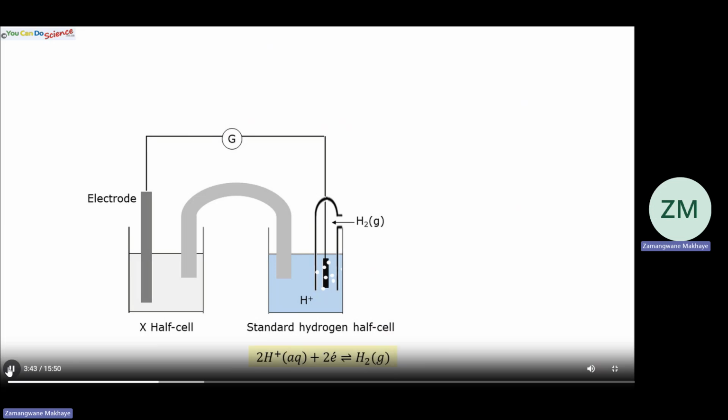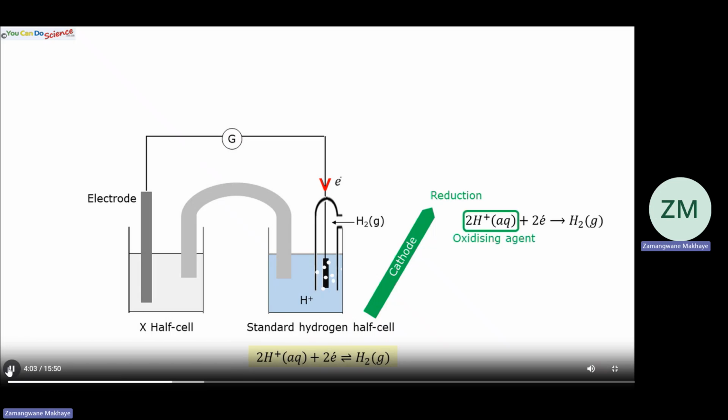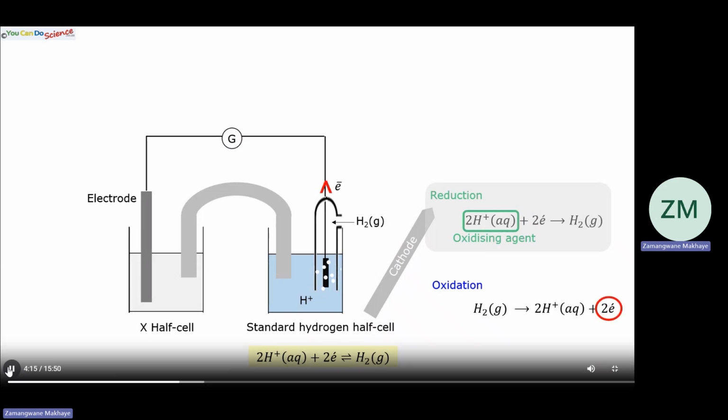This reversible reaction takes place in the standard hydrogen half cell. During the reduction half reaction, electrons are taken up at the electrode. Because reduction is taking place at the electrode, it is the cathode. Remember CRE. The hydrogen ion is the oxidizing agent. During the oxidation half reaction, electrons are given off at the electrode. Because oxidation then takes place at the electrode, it is the anode. Hydrogen gas is now the reducing agent.